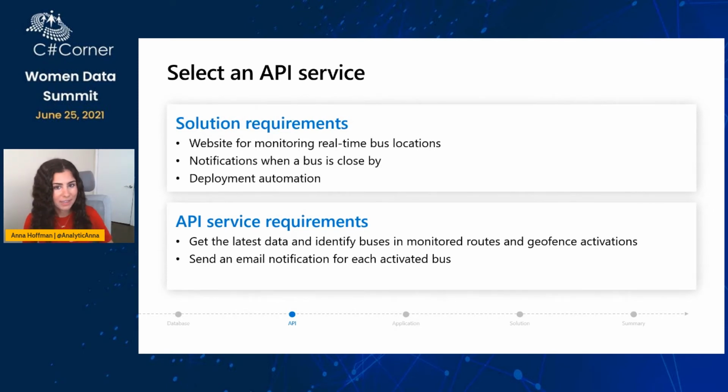All right, so we talked about selecting a database service. The next thing we need to think about is selecting an API service. So remember what I said. I wanted to start with the solution requirements and then dive into each component of that. So down at the bottom, you can see with the breadcrumbs, we talked about the database. Now we're going to talk about the API.